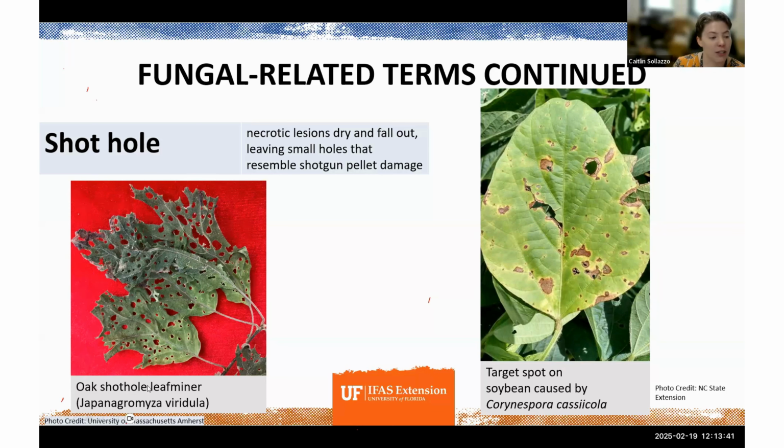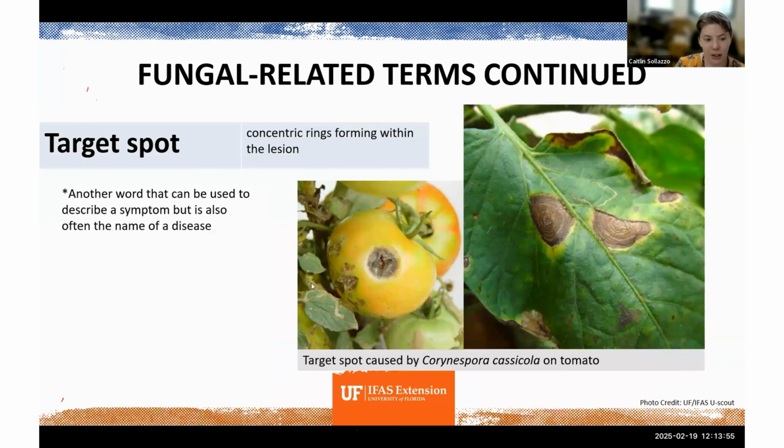So this is caused by an insect, so I just want to include that, where most shot hole are fungi related. It's usually associated with fungi, but this is caused by a leaf miner, so it's not always related to a fungi. And if I go back here, you can see on this fruit, even though it's a fruit, not a leaf, you can kind of see a shot hole appearance almost starting.